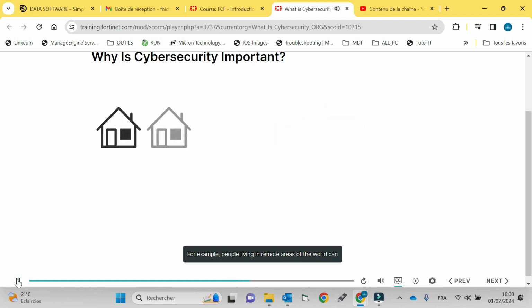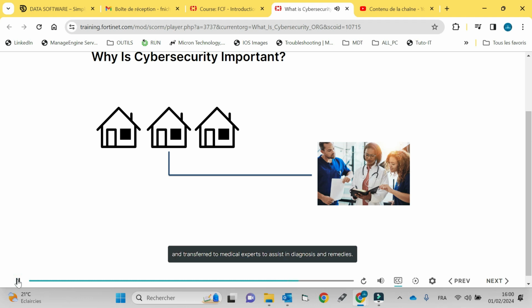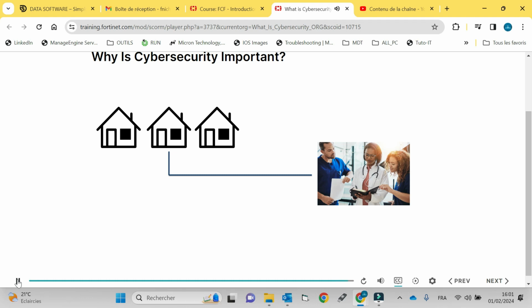For example, people living in remote areas of the world can access medical experts using computer technologies. Personal medical information can be collected locally and transferred to medical experts to assist in diagnosis and remedies. Without securing computer networks and the links that connect them, all of these advances are at risk. This is why we need to protect our data and devices from cyber threats. Click Next to continue.